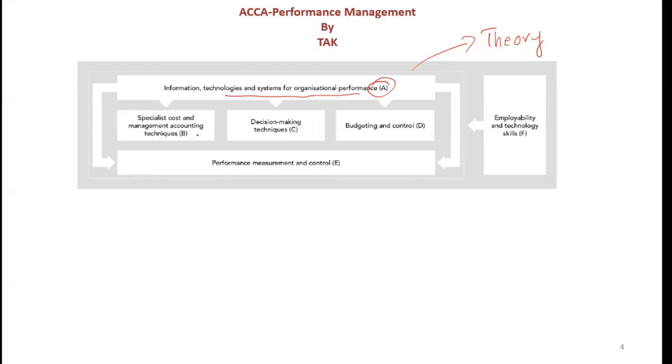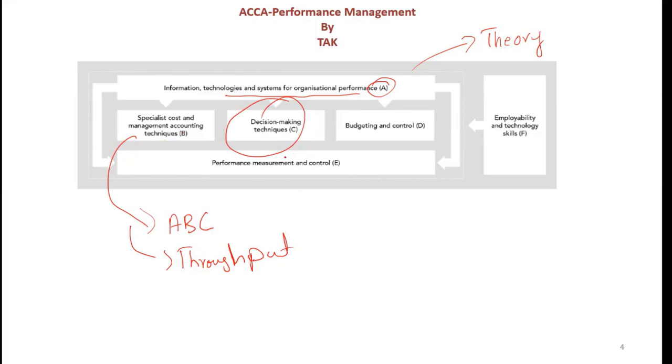Then specialist cost management and accounting techniques. These include activity-based costing, throughput accounting, and there will be other sections as well. Variance analysis and decision making will be there. Then budgeting and control. We were talking about variance analysis, budgets, all these things. Performance measurement will be based on the comparison of these measures we will be reading about. And lastly, as time progresses, the focus on information technology, data science, and big data is increasing, and ACCA is trying to adopt all these things in their curriculum as well.